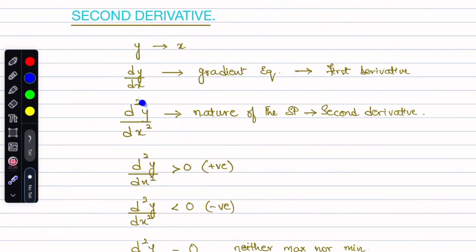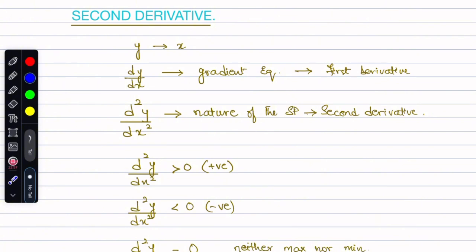So this is our second derivative, and it defines the nature of the stationary point. We have seen what the stationary point is. It can be maximum, it can be minimum, or it can be the point of inflection where the gradient is zero. Now, if a curve equation is given to us, to identify its nature we shall be going for the second derivative. This is the way to write it, d2y over dx square.